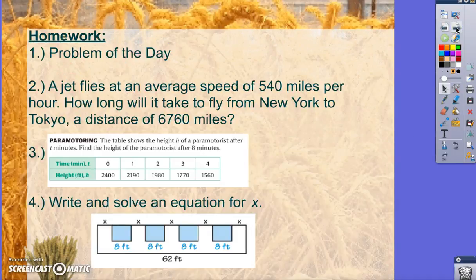So that brings us to the close of our lesson. Homework, you know the drill by now. Do the problem of the day for 1. Then answer problems 2, 3, and 4. And we will talk about it in class.